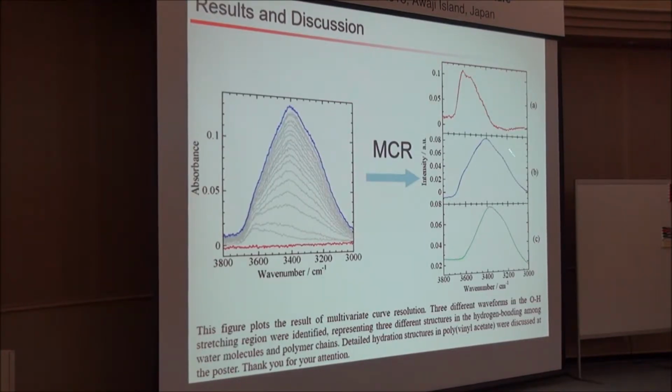The figure plots the result of multivariate curve resolution. 3 different waveforms in the OH stretching region were identified, representing 3 different structures in the hydrogen bonding amongst water molecules and polymer chains. Detailed hydration structures in the polyvinyl acetate were discussed at the poster.